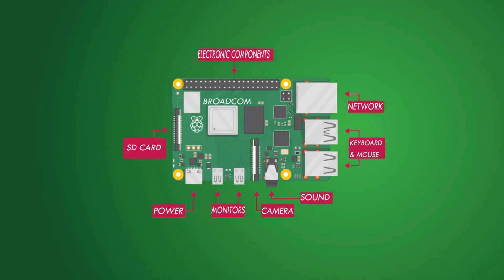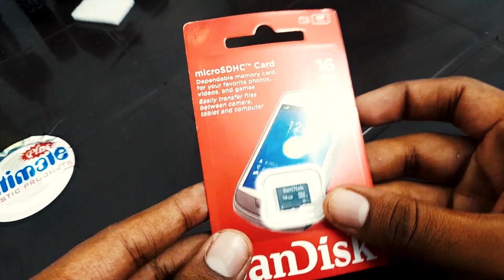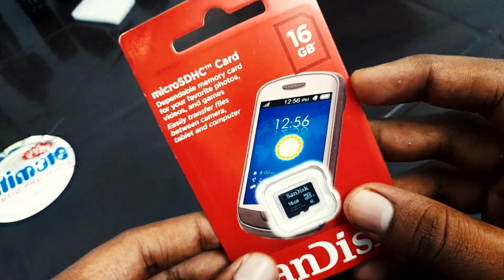Okay, that is enough about the Pi. Let us start to flash the Raspbian OS. Here I am using a 16GB micro SD card for flashing the OS.